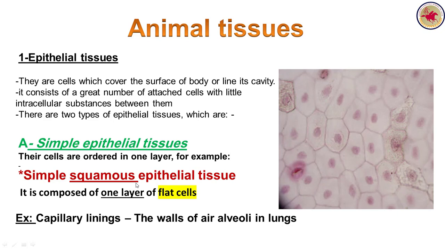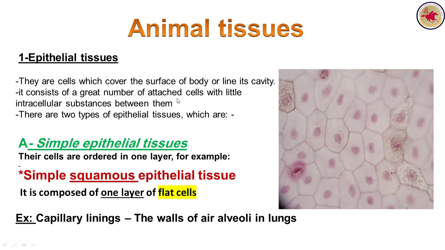This was plant tissue. Now we're going to learn about animal tissues. Animal tissue is different in its structure, and we have a lot of types of tissues. First one, epithelial tissue. Epithelial tissue consists of cells which cover the surface of the body or line its cavity. This is very important. It may be on the surface like skin, or line its cavity like the stomach or small intestine.